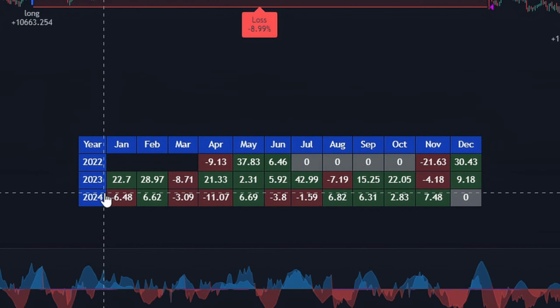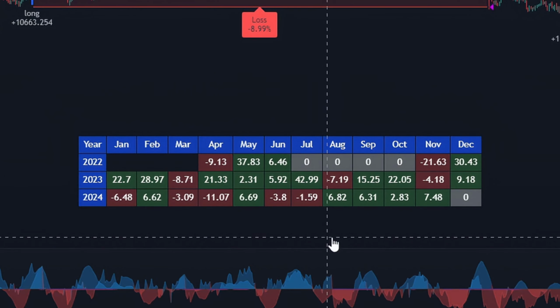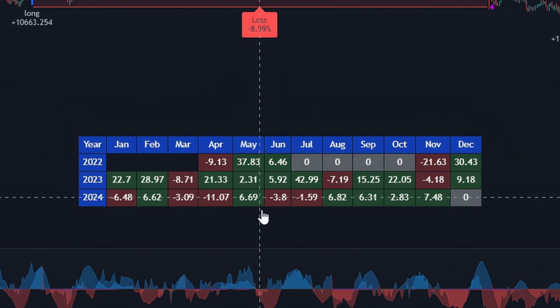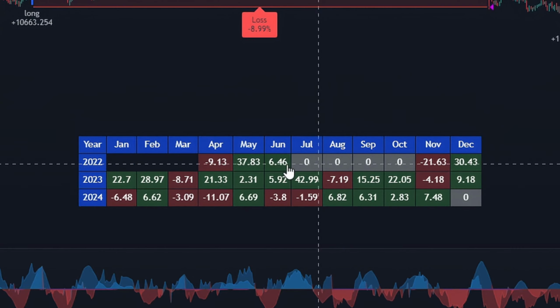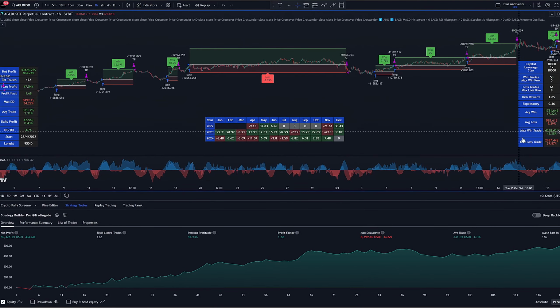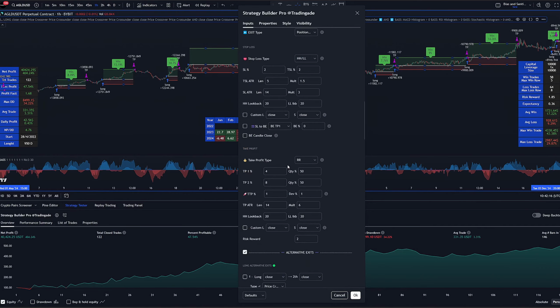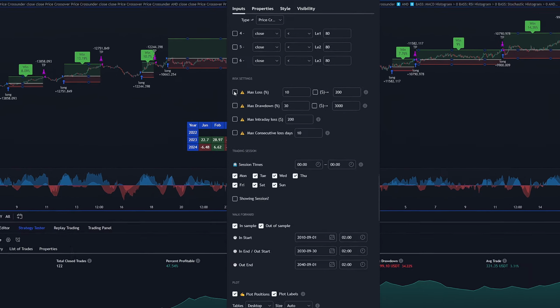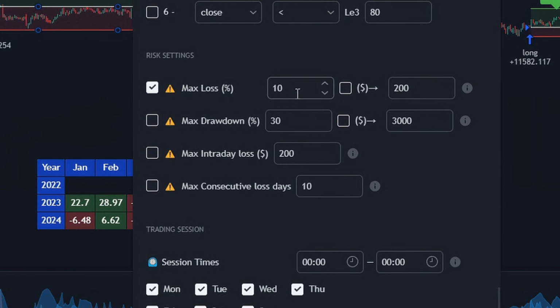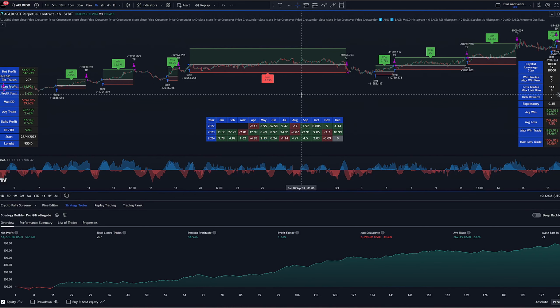Then we can see here from the monthly table that basically we have 50% of profitable months and 50% of flat months and losing months. Speaking about the max loss trade, considering this high value, we can try to fix it by going in the risk settings of the strategy builder and set max loss trade percentage to 10%, so that we're gonna cut our losses. And as you can see now, in our max loss trade value, we have only 10%.